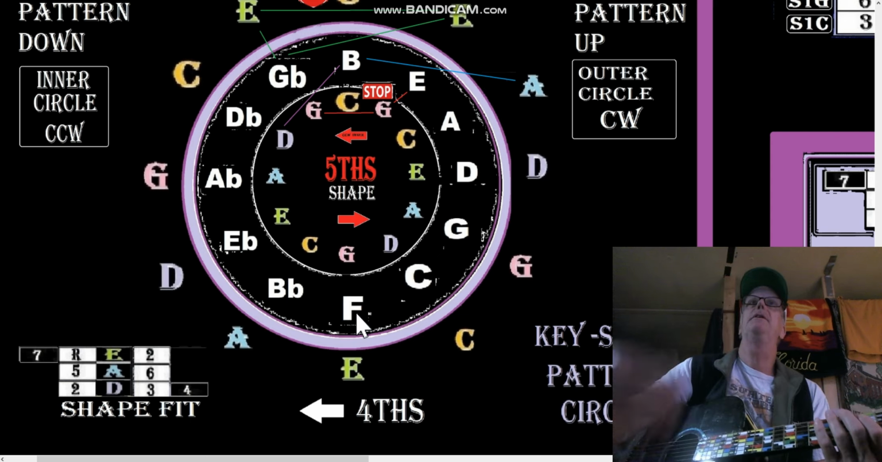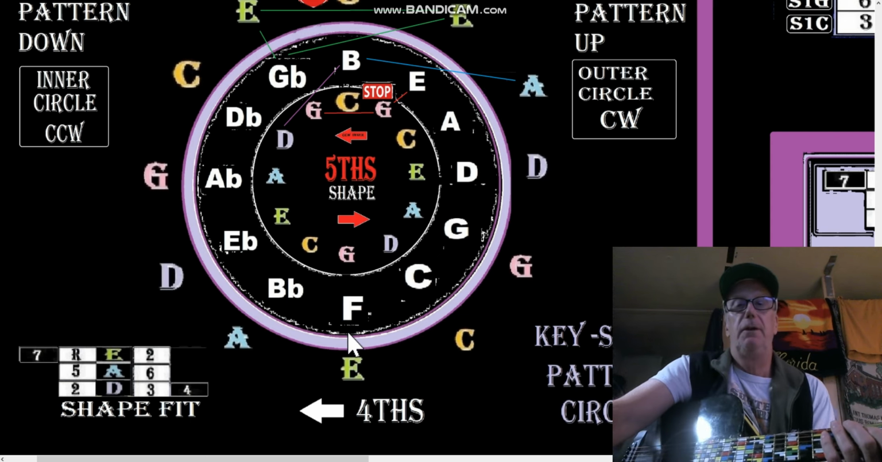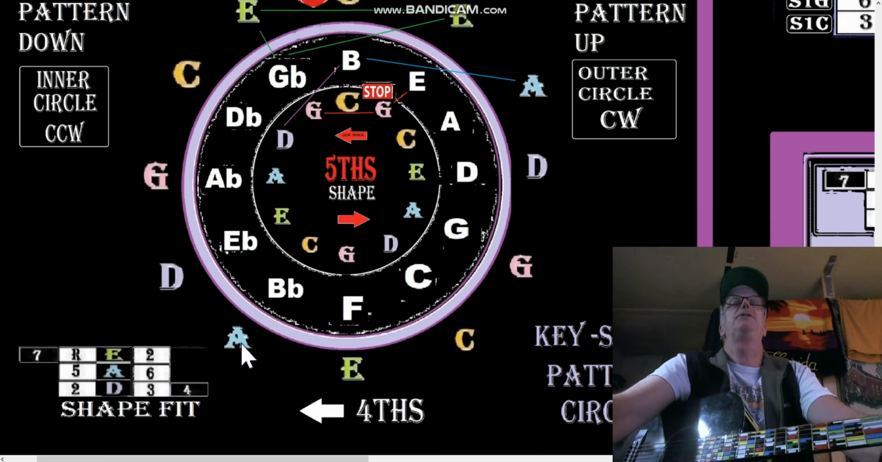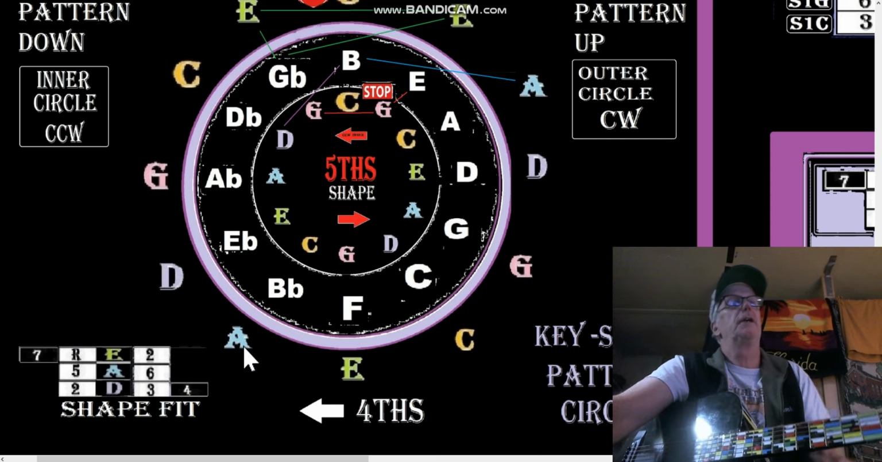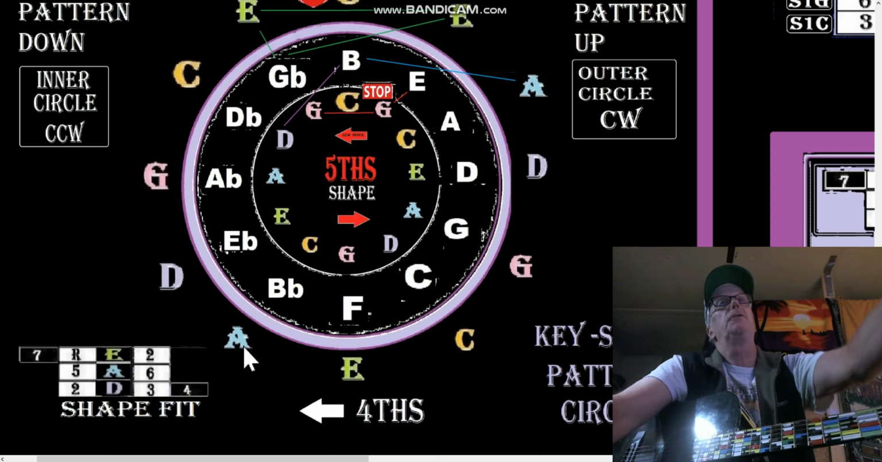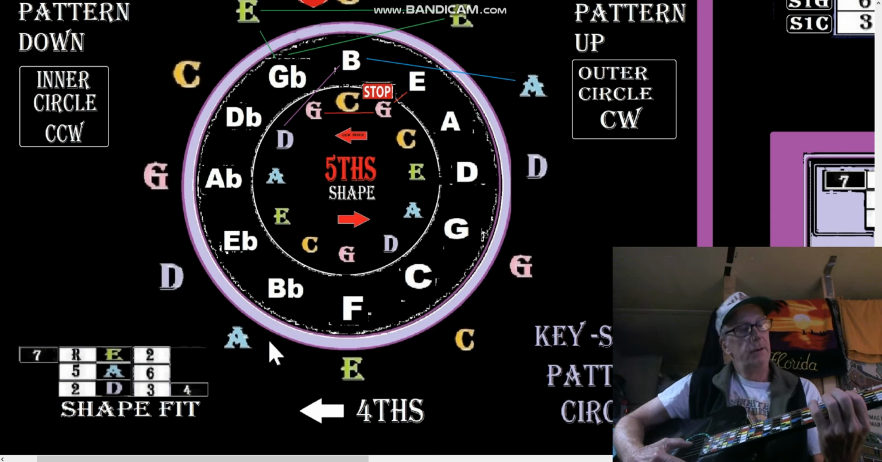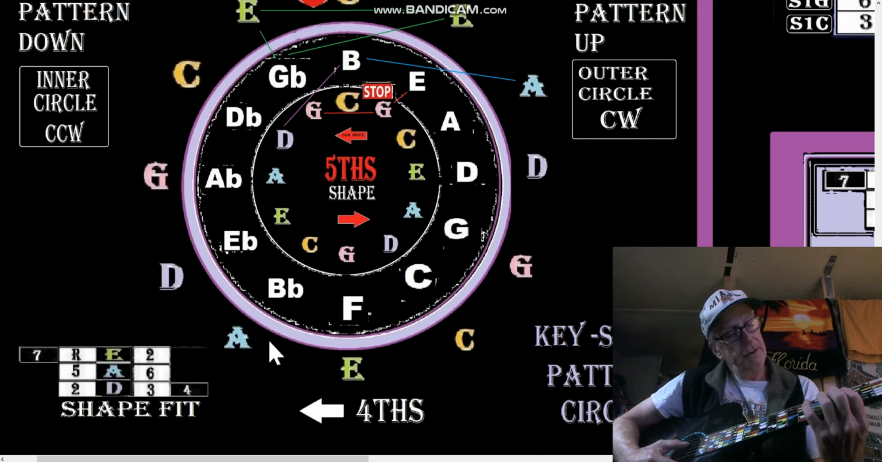And according to the magic circle, that is going to bring us to an A shape. So E shape goes to A shape on the magic circle, right? So in fourths, remember, we're going up a pentatonic scale. E skips G and goes to the A shape. So we just start the new shape, right? We're going to start an E shape here.